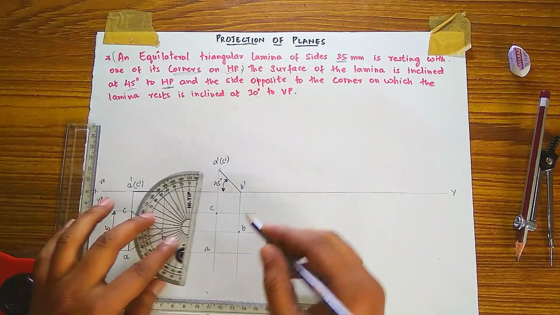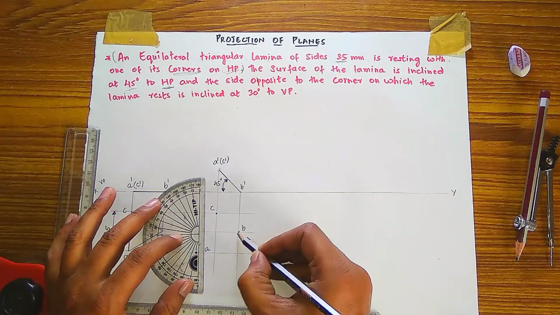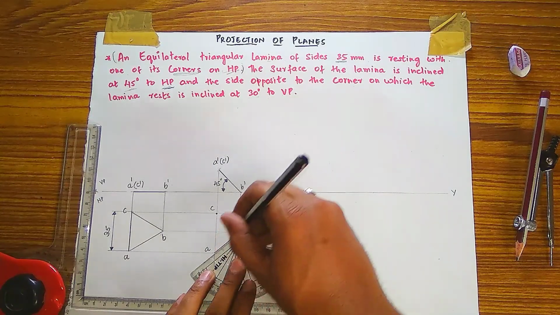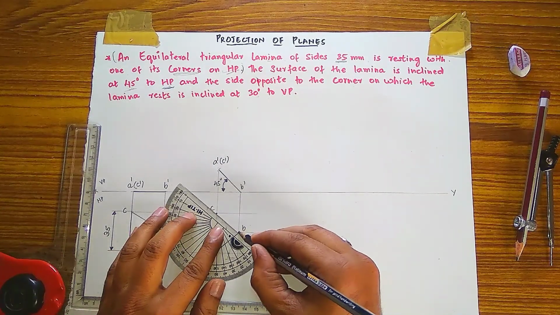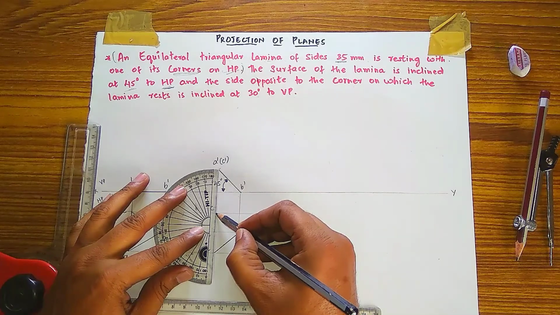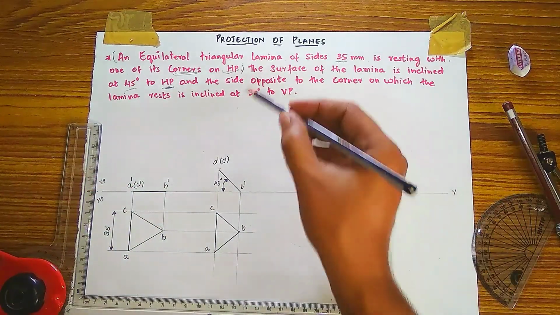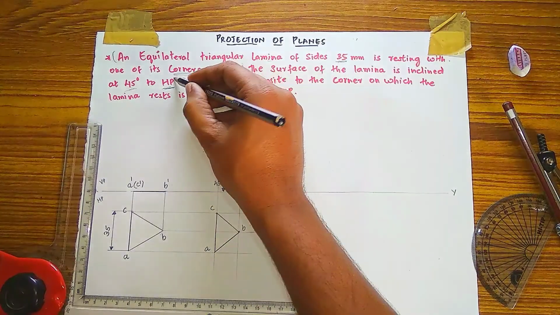Now don't worry to do anything, just you have to draw the lines from A to B, B to C, C to A. The second projection completes. Okay, till here the solution completes.